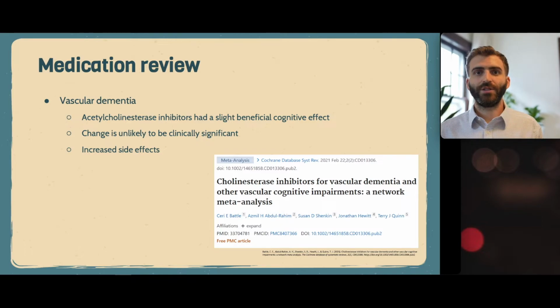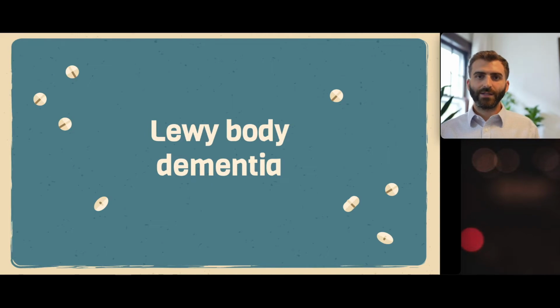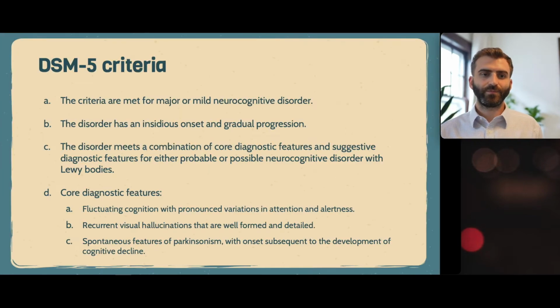But let's not just base everything off the guidelines. Let's look at a little bit of evidence as well. And we can see here that for vascular dementia, there was a trial with acetylcholinesterase inhibitors, and they provided limited benefit. So the change was unlikely to be clinically significant, and the patients had increased side effects. Next is Lewy body dementia. DSM-5 criteria can be seen here.